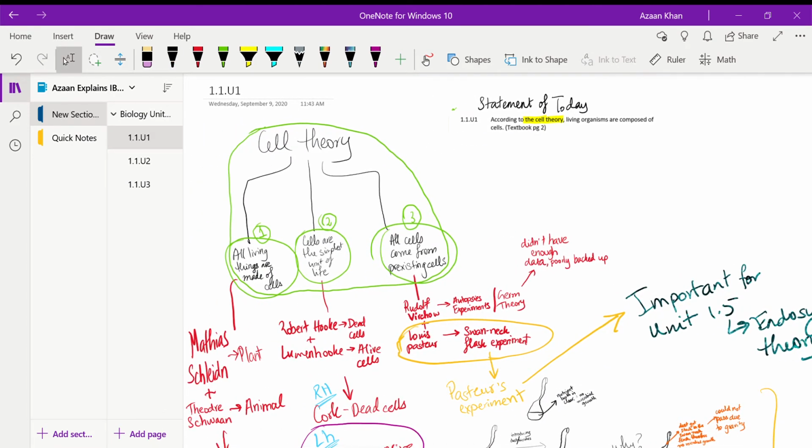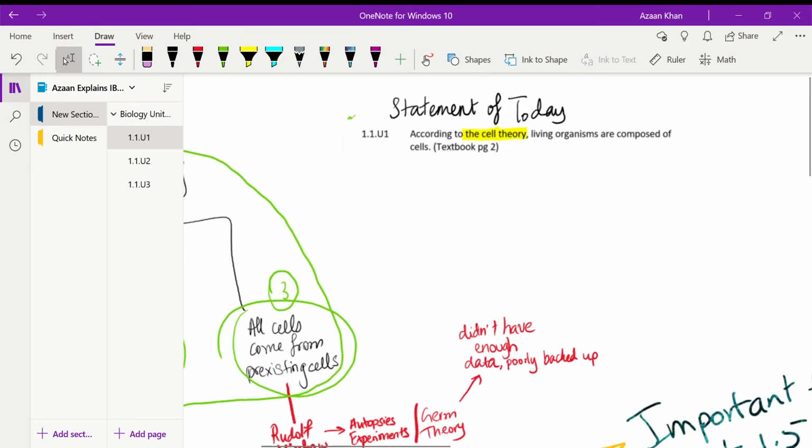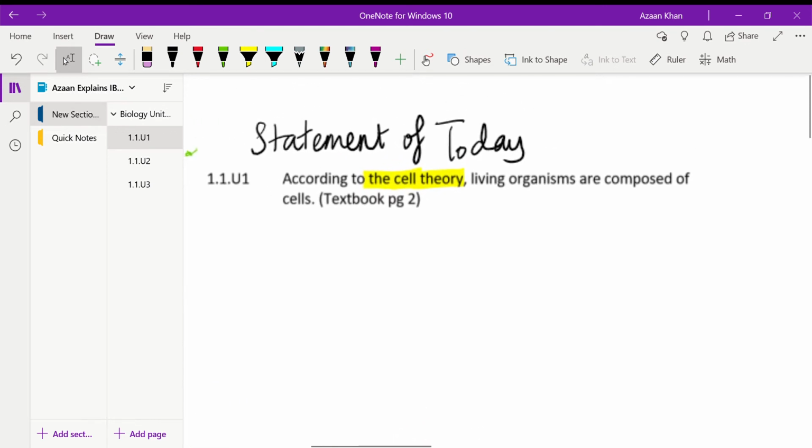Today we are looking at Unit 1.1, Understanding Statement 1. The statement of today states that, according to the cell theory, living organisms are composed of cells. We are going to be approaching this statement today and trying to dissect it and learn as much as we need to regarding the cell theory and regarding the statement.